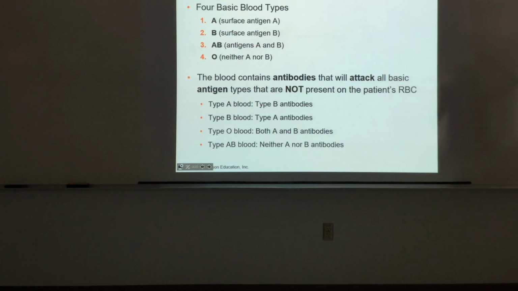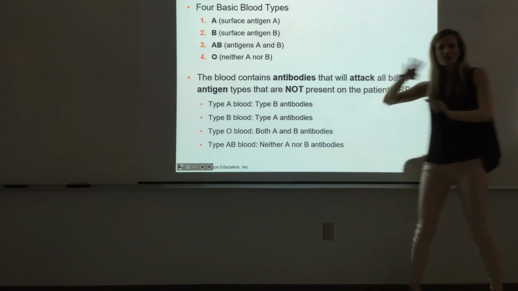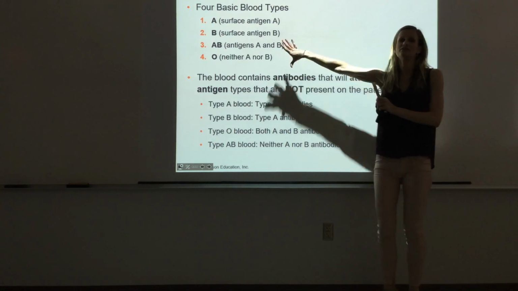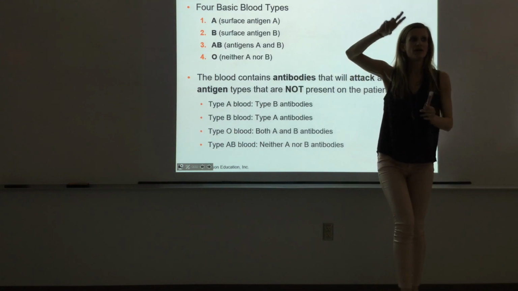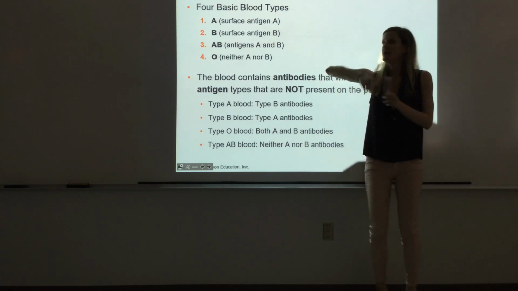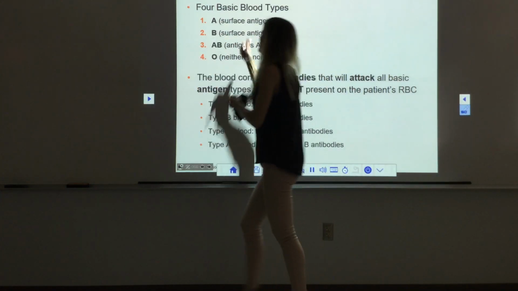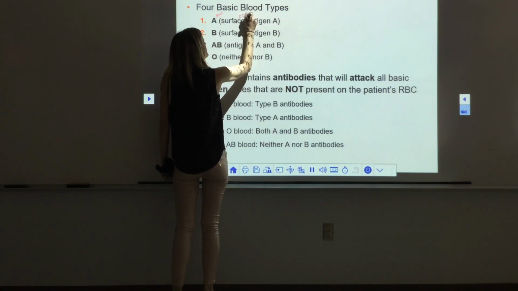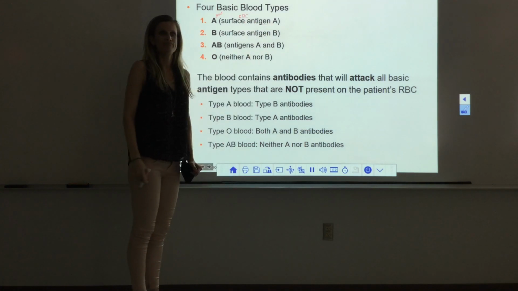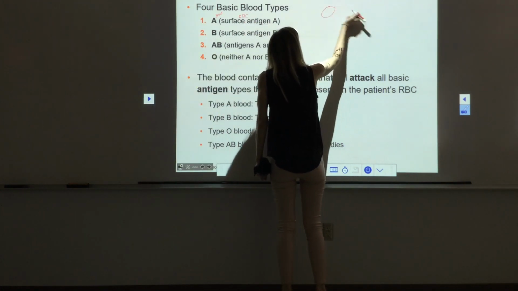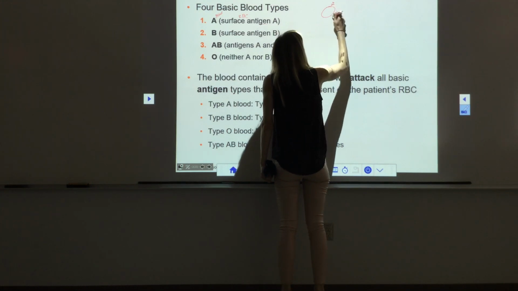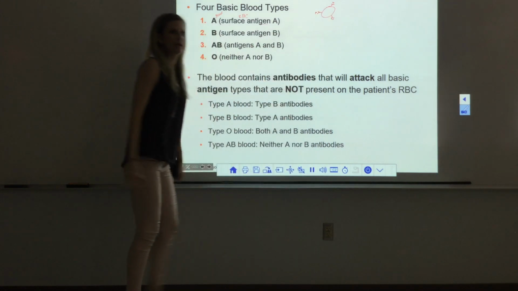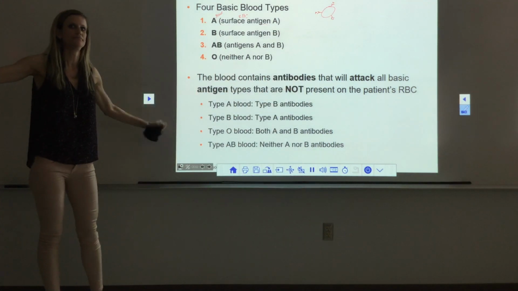So we're going to do a super basic version of this first, and then I'm going to complicate it a little bit. Okay? So the basic version, 4 basic blood types: A, B, AB, and O. If you have A blood, then your red blood cells have surface antigen A. Okay, so this is your red blood cell, and it has these little identifiers on it that are shaped like the A surface antigen. That's what your red blood cells all look like.